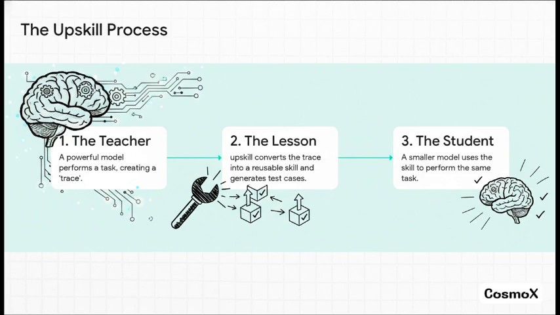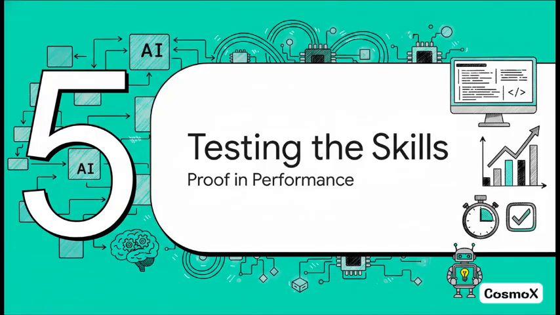And finally, you have the student, which is our smaller model. It gets this new skill, and now it can perform that same complex task all by itself. Now, this all sounds great in theory, but does it actually work in the real world? Let's take a look at a test.